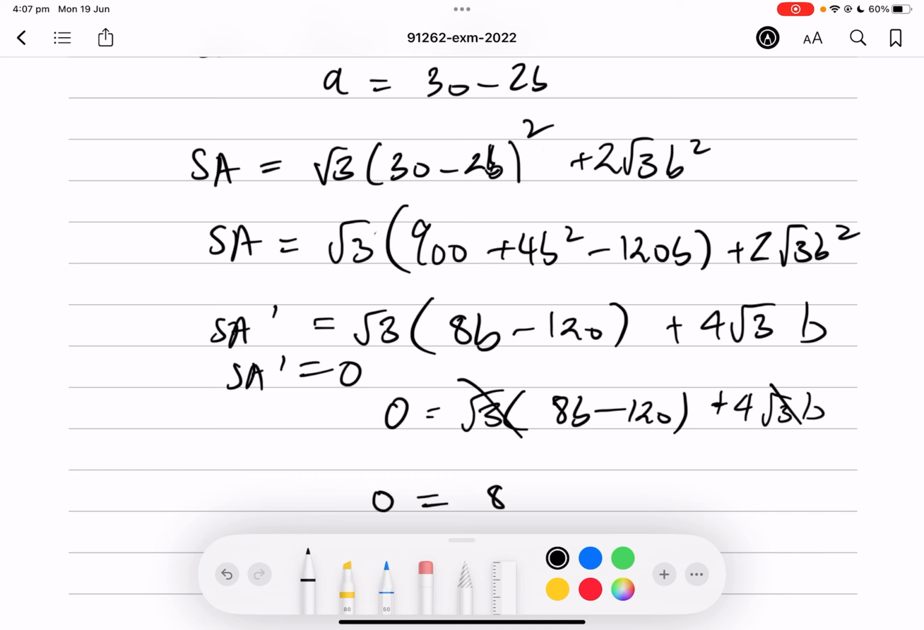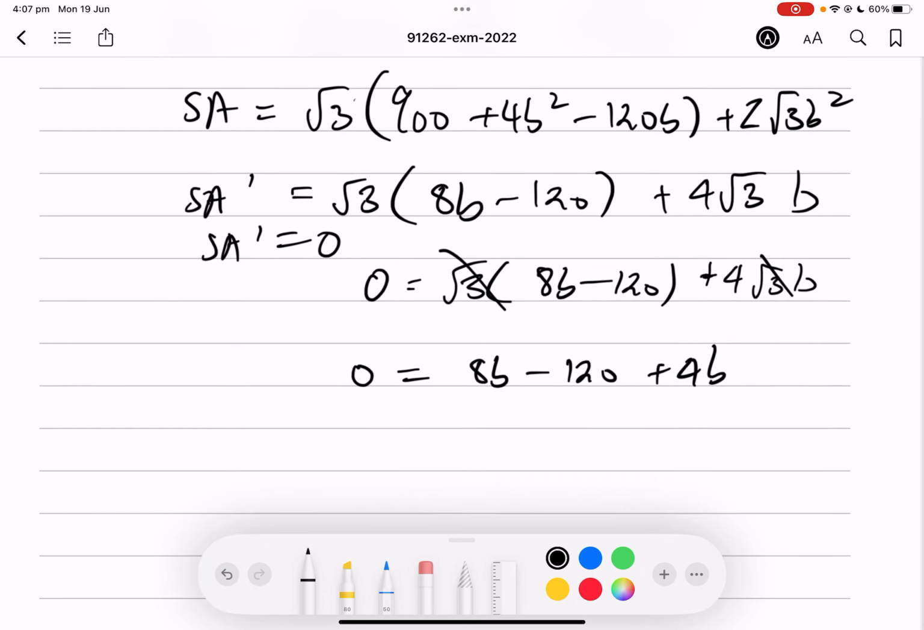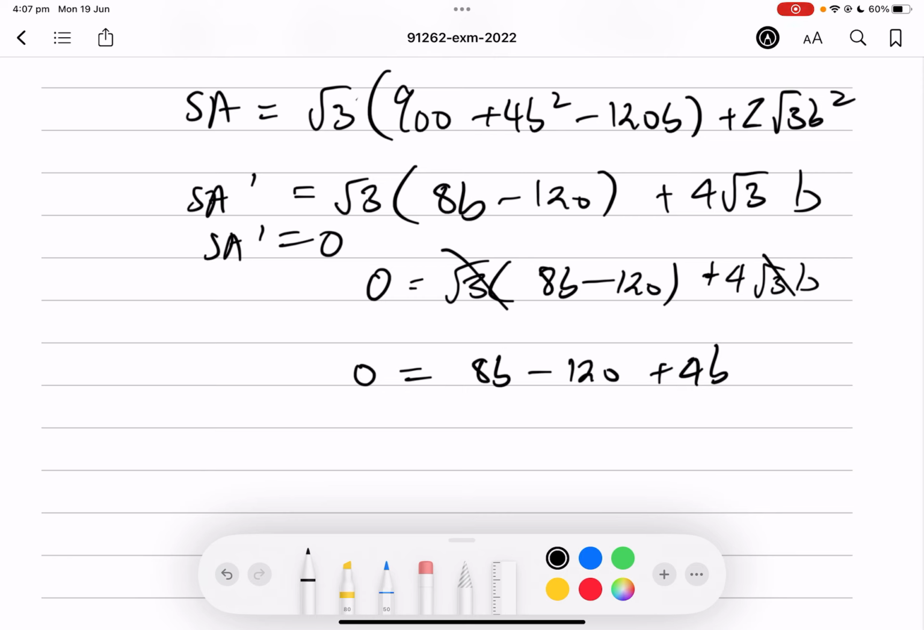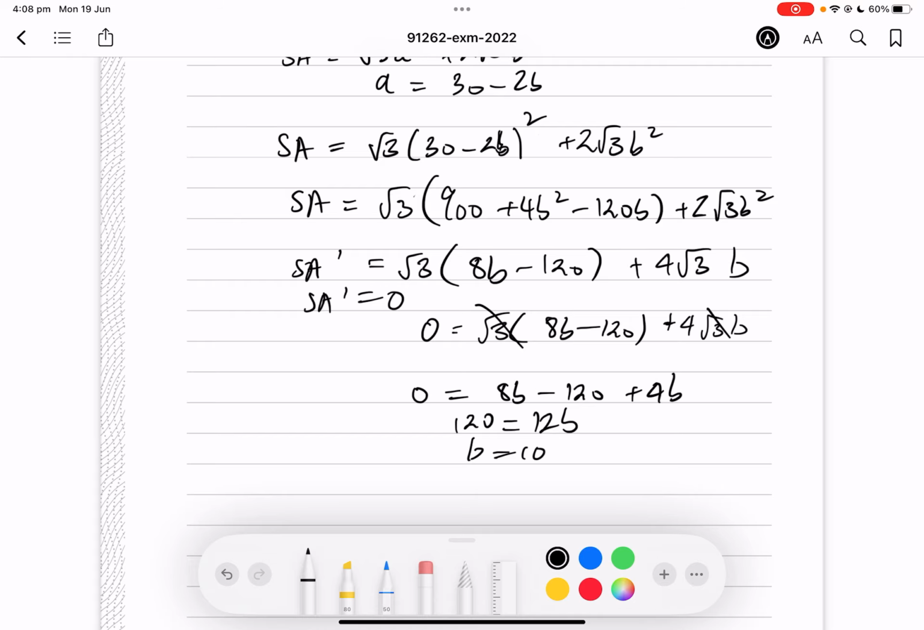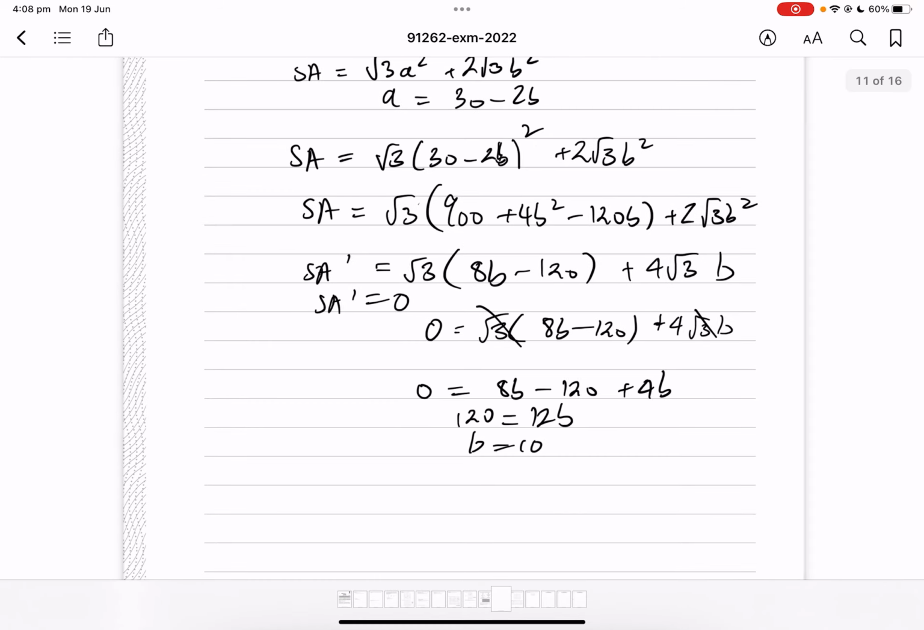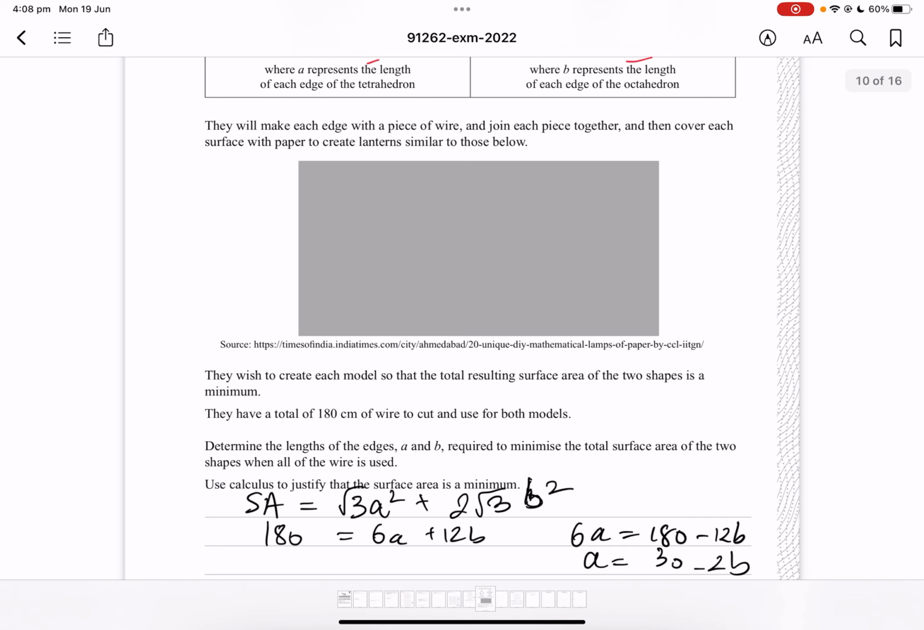Okay, so divide both sides by root 3. So 0 equals 8b minus 120 plus 4b. And therefore, we have 120 equals 12b. And if we divide both sides by 12, we get b equals 10. So what were we trying to find? Sorry, I forgot. We're trying to determine the length of the edges required and the total surface area.